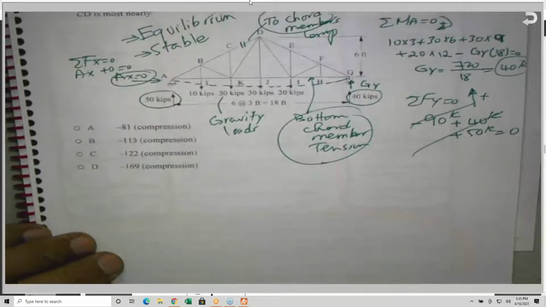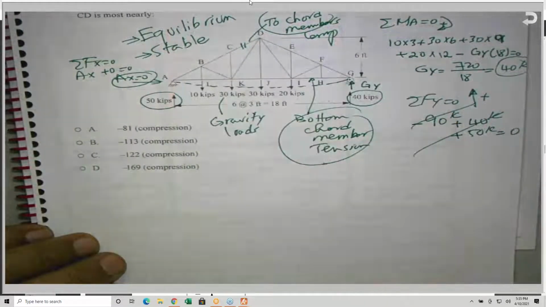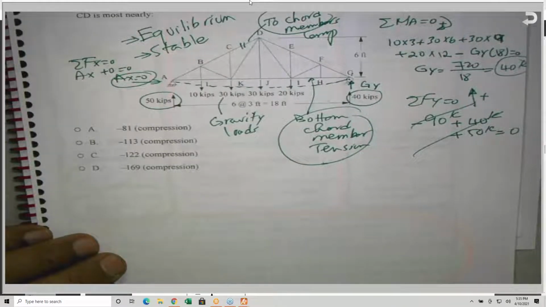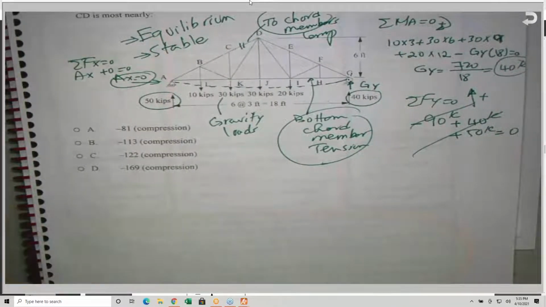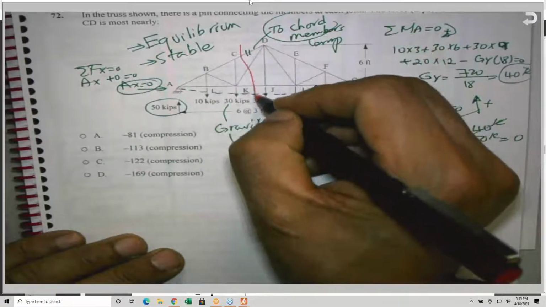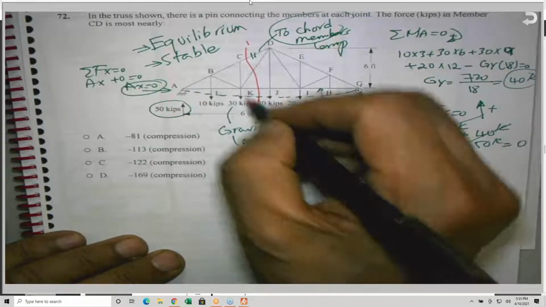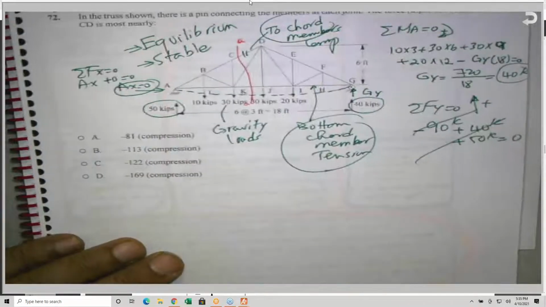Let's focus on one thing. How can I find the force in this interior member? I have three methods: method of joints, method of sections, and the cut and sum method. My best choice is the method of sections. I will come and cut it like this: section AA or section 1-1, whatever you'd like to call it.